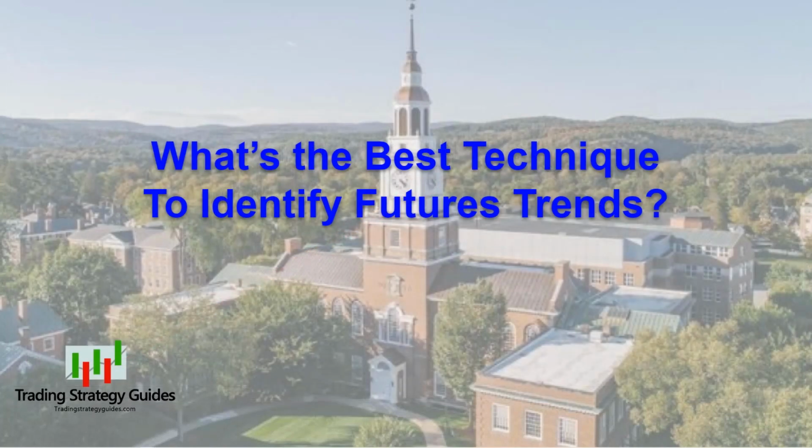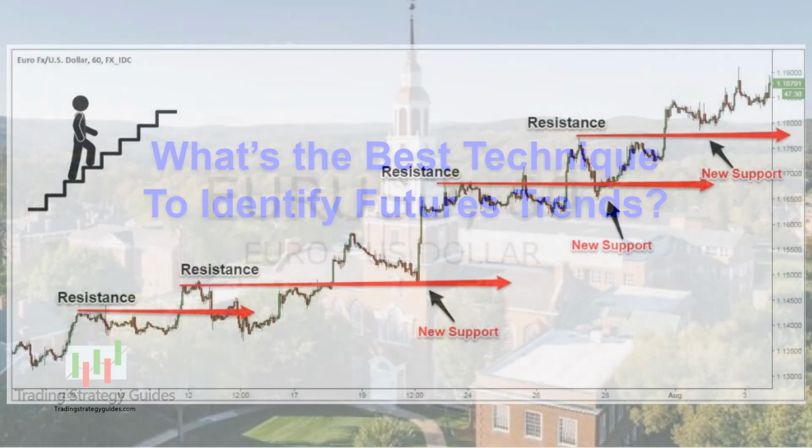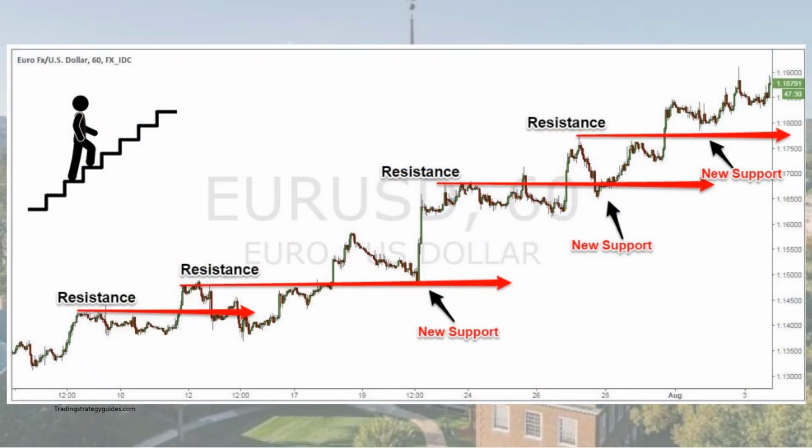So what's the best technique to identify future price trends? I hope by now you understand that a trend never moves in a straight line. Actually, a healthy market should move in steps. An uptrend should move in the form of a staircase where each stair acts as resistance. As the uptrend continues to develop, we advance to a new stair or a new level of resistance. So you could say an uptrend is made of a series of successively broken resistance levels.